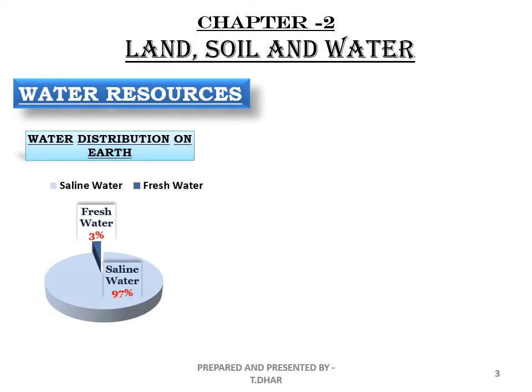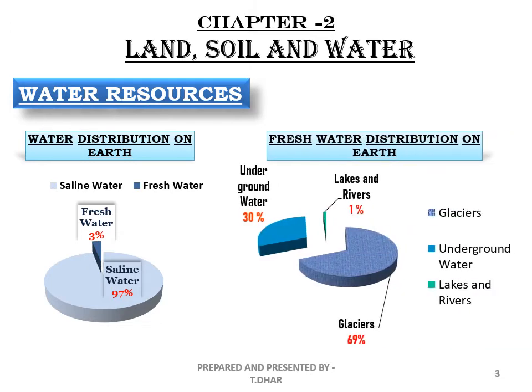Out of the total water resources available on this earth, we have got 3% of fresh water that is useful or fit for human consumption, and 97% is saline water that is available in the oceans. So only 3% is fit for human consumption, and it is very much limited for us.